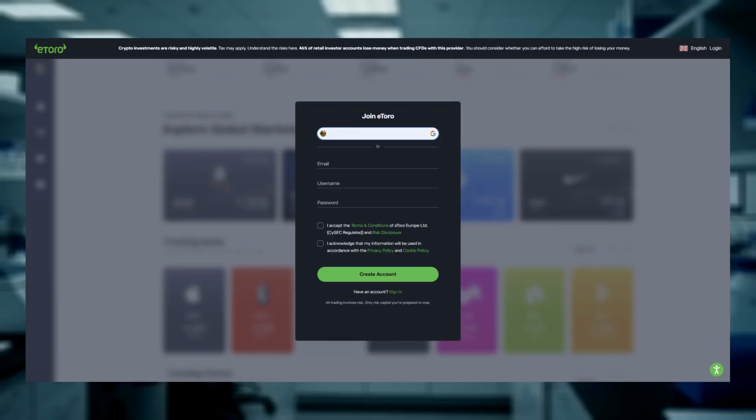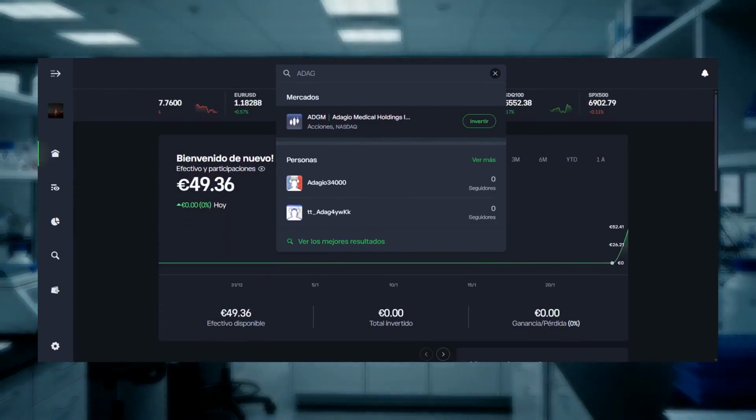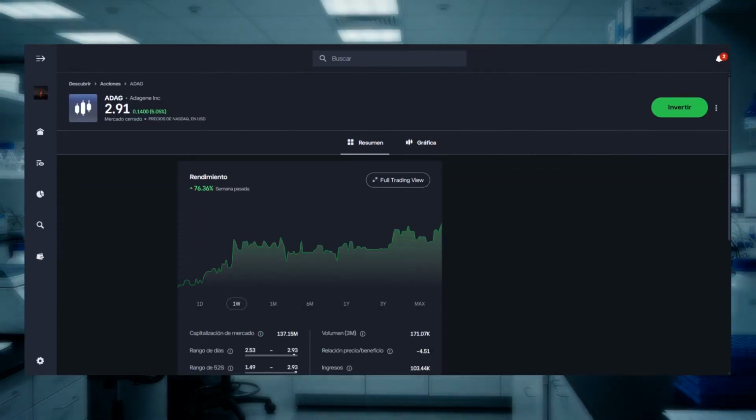After registering, you will need to verify your account, usually with a government ID, and add funds before you can place a trade. Use the platform search bar and type the ticker ADAG to find Adagene Inc., then select the entry that lists NASDAQ as the exchange. On the stock page, review the basic company information and the price chart to confirm you have the correct listing. Ensure the ticker shows ADAG and the exchange reads NASDAQ before proceeding.